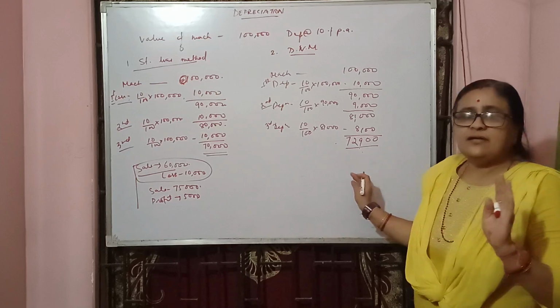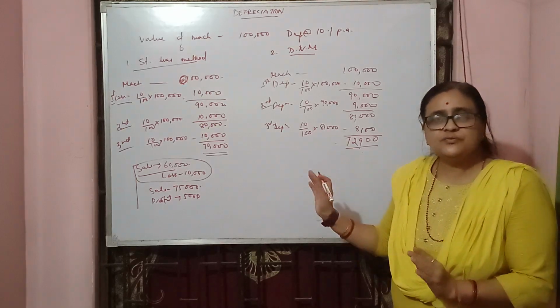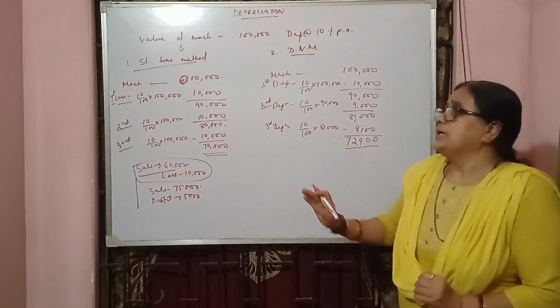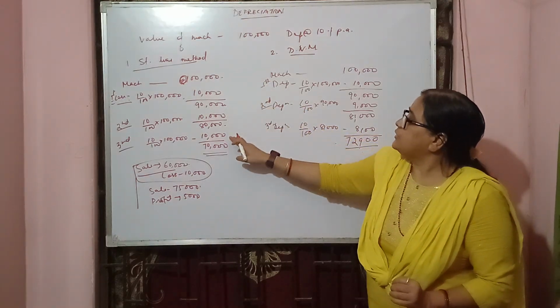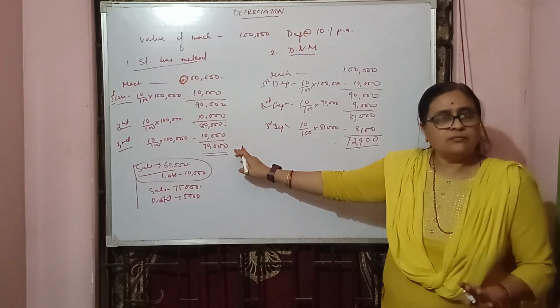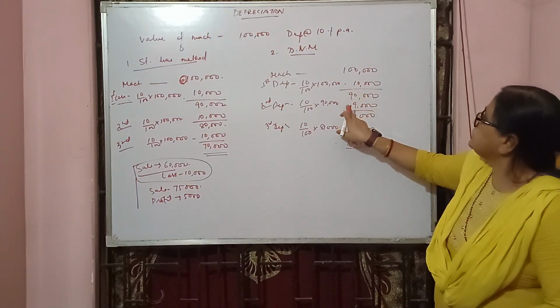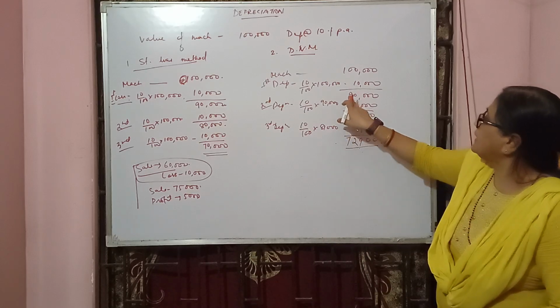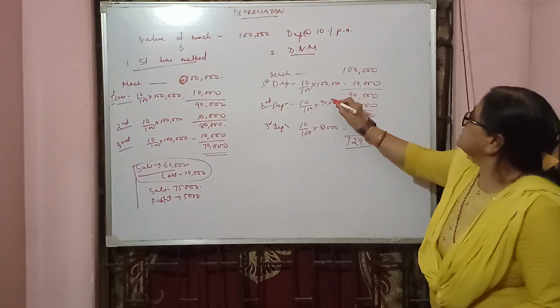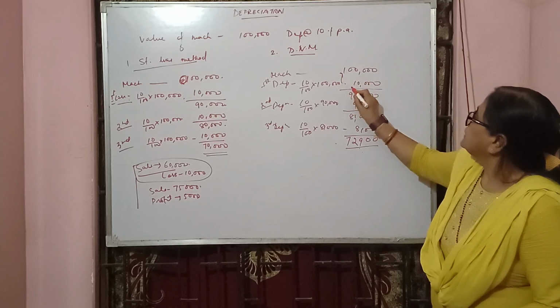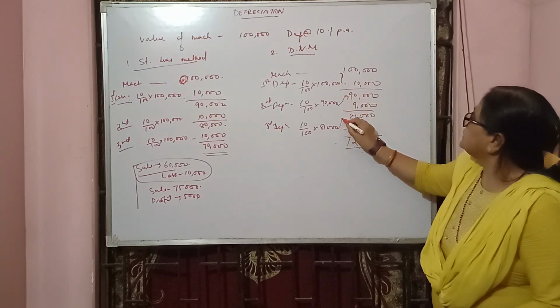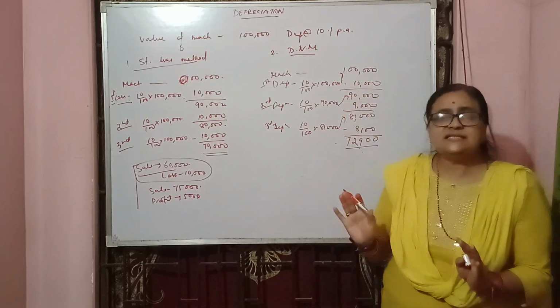So basically, the most important thing we have understood here is the working part. In case of straight line, the value of depreciation will be the same throughout. In case of diminishing value method, the value of depreciation will decrease because the book value keeps on decreasing. So depreciation is calculated first on this value, then second on this value, third on this value. Okay, so these are the basic things.